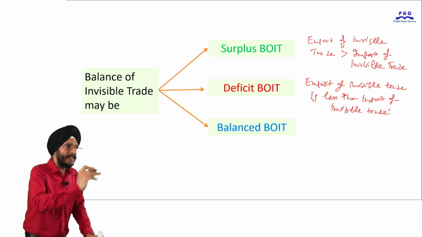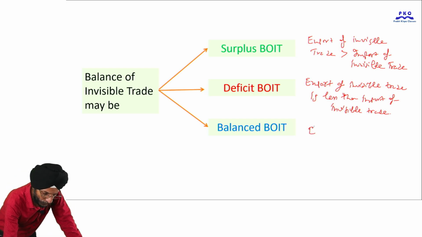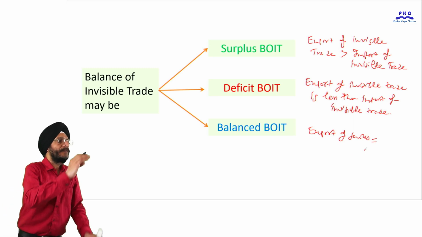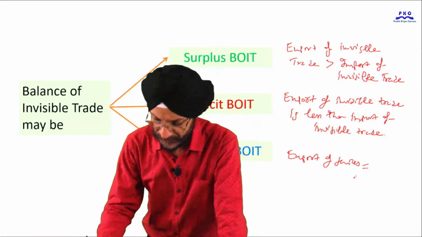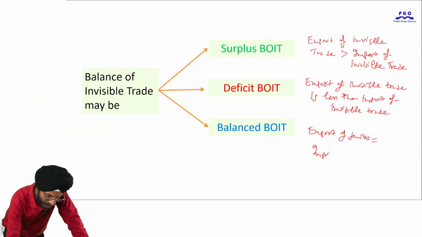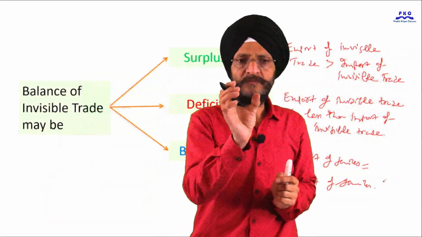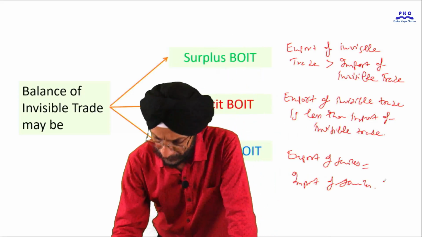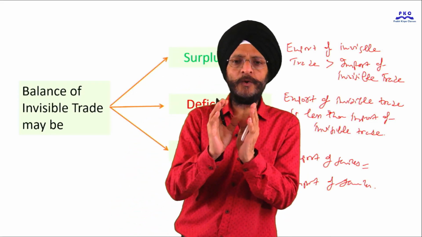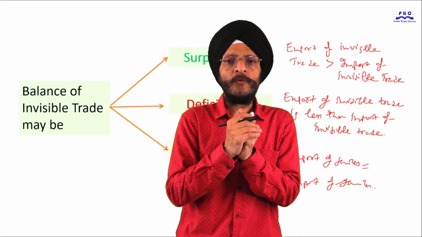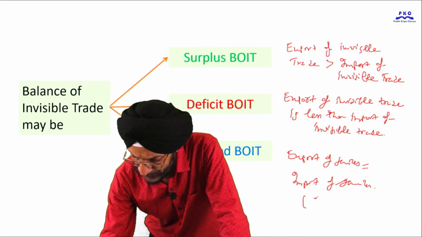Now the balanced BOIT occurs when the value of export of services, or the value of export of invisible items, is equal to import of services. When we are talking about balanced BOIT, we will be taking into account that exports are roughly equal to imports. We will not be taking into account a 1:1 ratio.